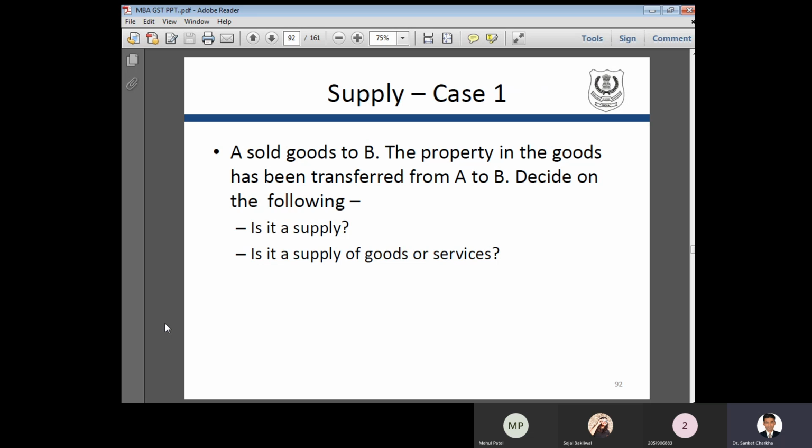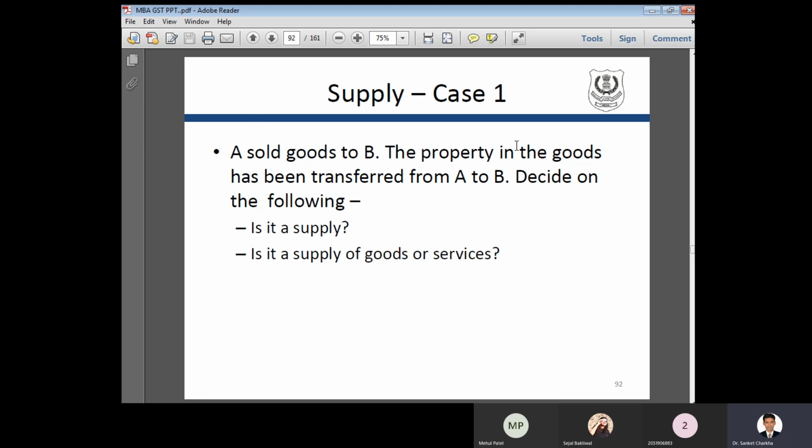So now let's look at one picture and you will answer these questions. Now we'll cross-check what you have understood at this stage. So all three of you, Sejal, Shivani and Mehul, unmute, and you have to answer these questions: whether it is a supply or whether it is not a supply.